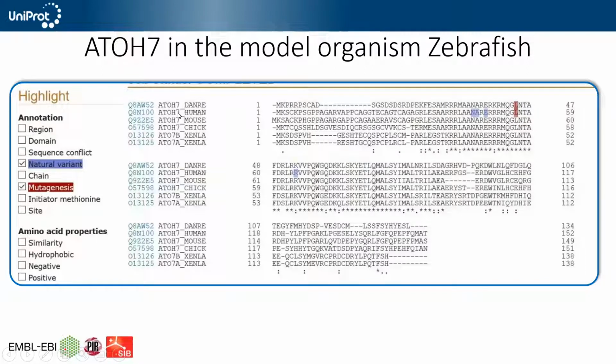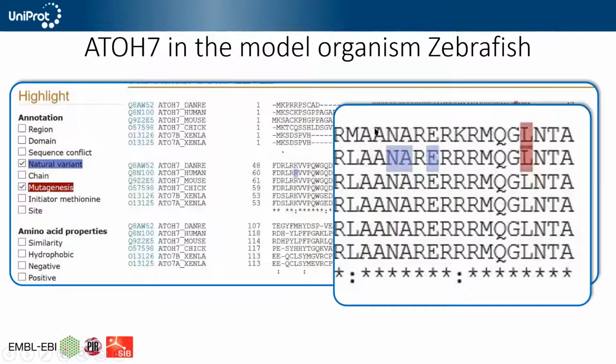So this is human. Here, you can see it's highlighted the variants and a mutagenesis that's been carried out. And if you zoom in, you can see that in zebrafish, it's very highly conserved, which suggests that actually zebrafish would be an excellent model for looking into this particular disease. So I hope that's highlighted how important not just the human entries, but the model organism entries are for looking at animal vision research, for looking at eye development and eye disease.